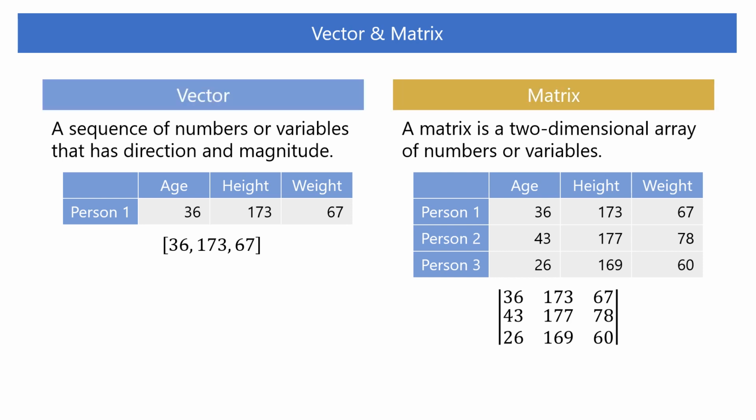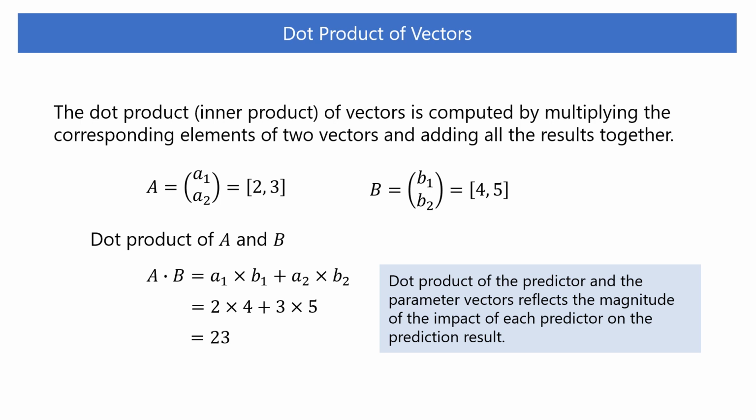A matrix is a two-dimensional array of numbers or variables. In machine learning, matrices are used to represent the features of many data points together. Each row represents one data point, for example, a single person. Each column represents one feature. The dot product of vectors is computed by multiplying the corresponding elements of two vectors and adding all the results together.